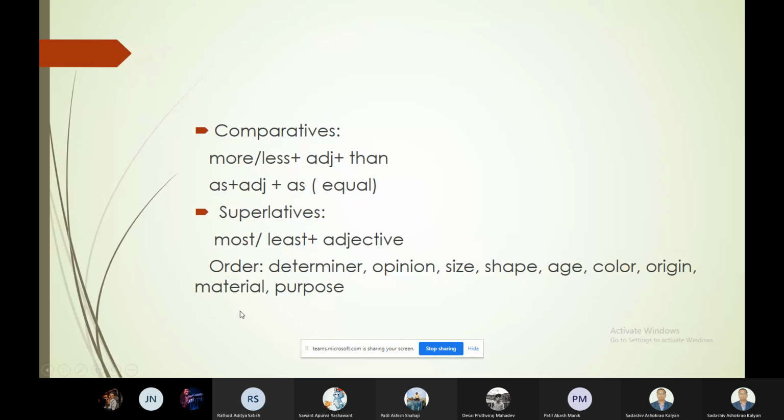So here one order is given: determiner, opinion, size. Whenever we want to explain opinions, size or shape, these are all considered adjectives. Opinion, size, shape, age, color, origin, material or purpose.